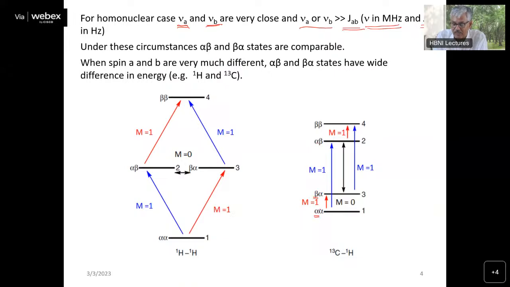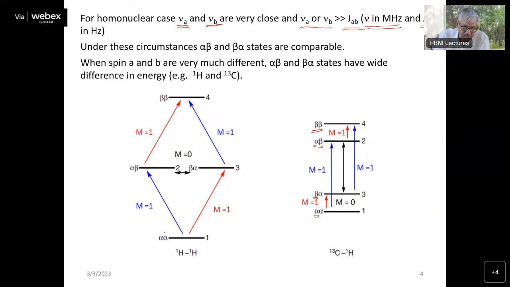And then in this case the carbon is in the alpha state but the proton is in beta, so this is the higher energy state of the proton, and now this is for both of them in beta. Now, if you remember our selection rule, only one spin flip at a time is allowed.